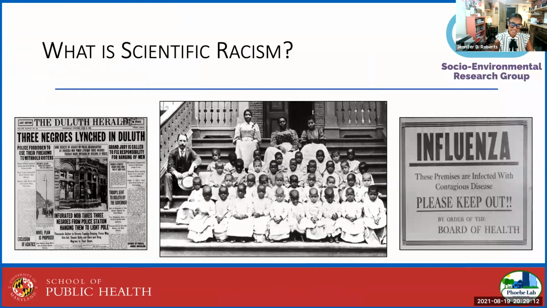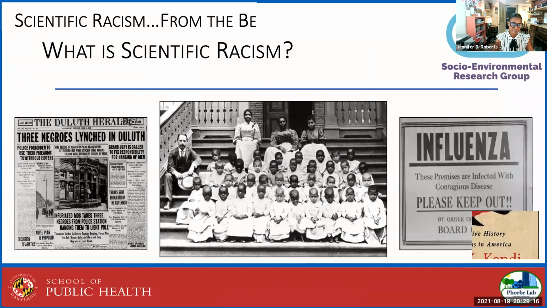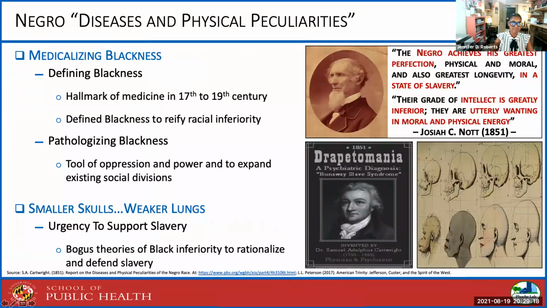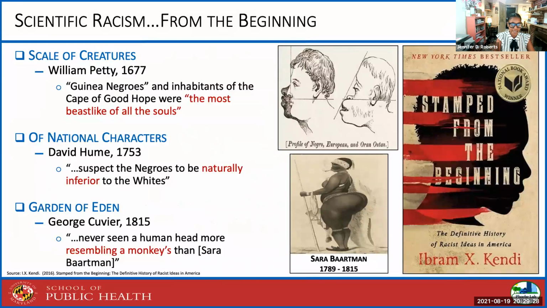So what is scientific racism? We can see self-interested justification for the atrocities of African bodies going as far back as the 1400s. Here I show three examples of how this form of racism propagated over the years.